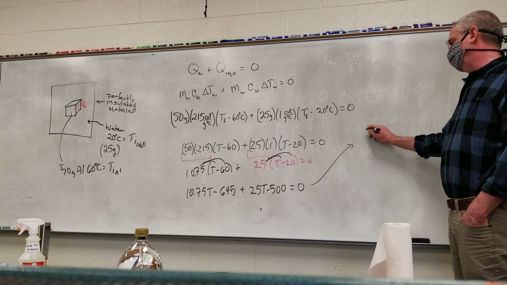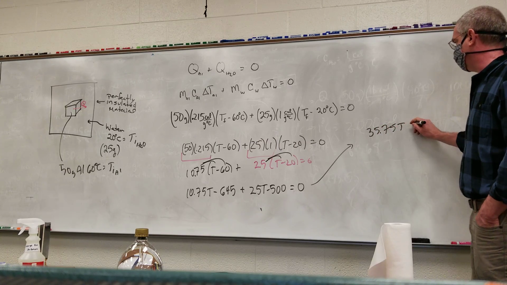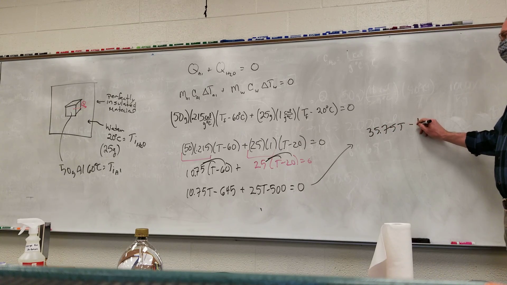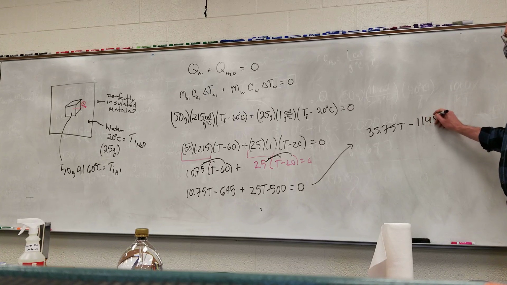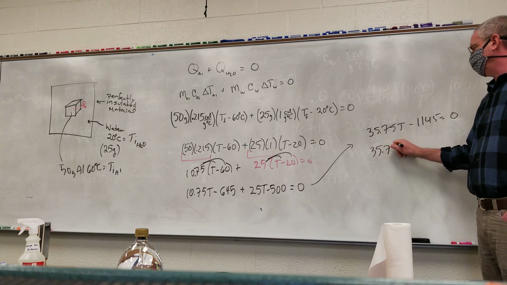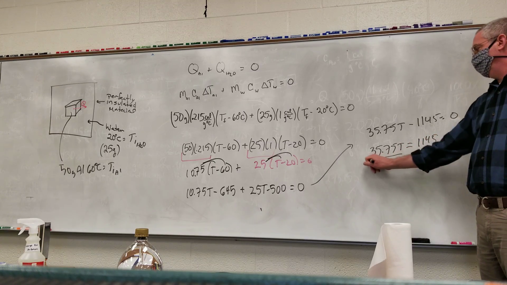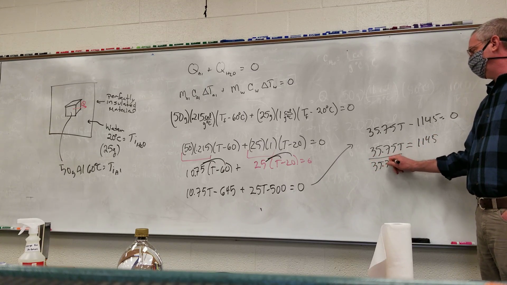So we have 35.75 times the final temperature minus 1,145 is equal to 0, or 35.75 T equals 1145. Divide by 35.75.